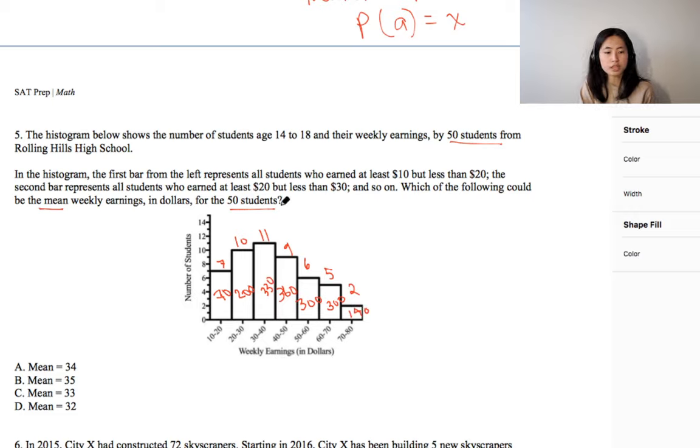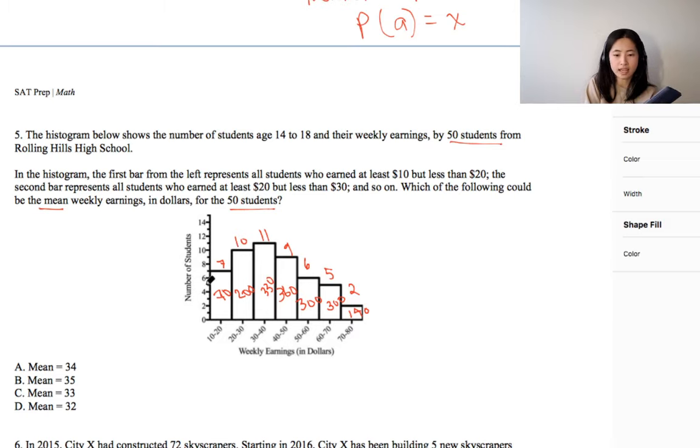Okay, so because they're asking you the mean weekly earnings, that means you're taking all of these weekly earnings and dividing that by 50, because you have 50 students. So maybe we can do that right here. So 70 plus 200 plus 330 plus 360 plus 300 plus 300 plus 140.